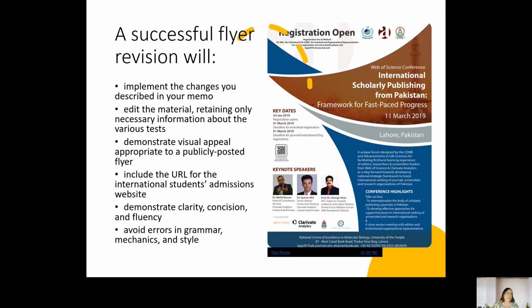You're going to need to edit the material from the original source, just keeping the things that are really needed for the audience and getting rid of all the excess. Your document is going to need to have clear visual appeal, just what we would expect for a flyer. It's going to have an added URL as discussed in the assignment instructions. You make that up. And your flyer is also going to need to demonstrate good writing and effective editing.